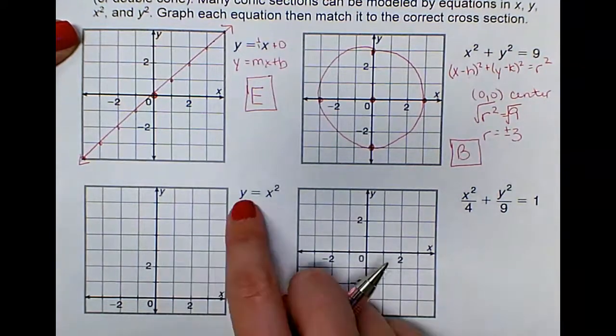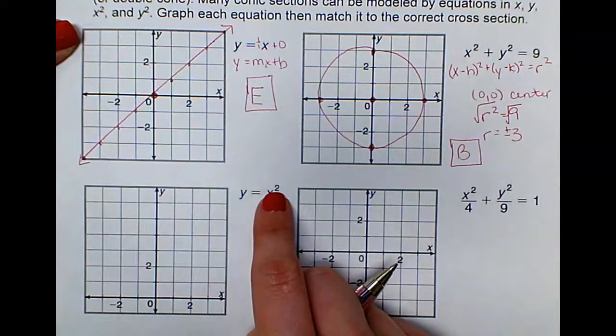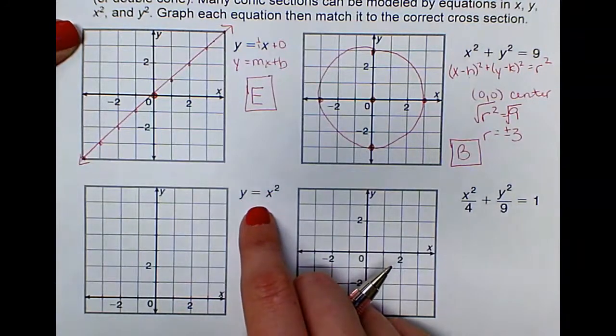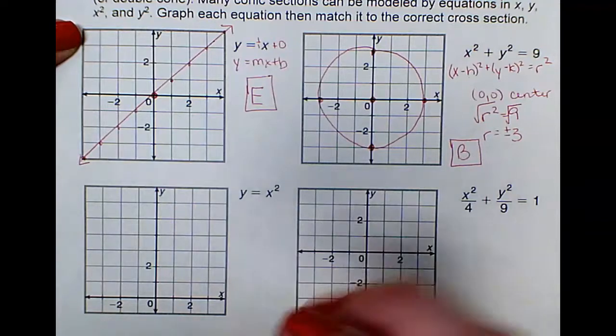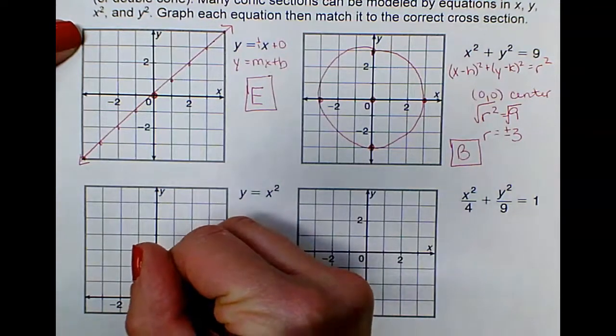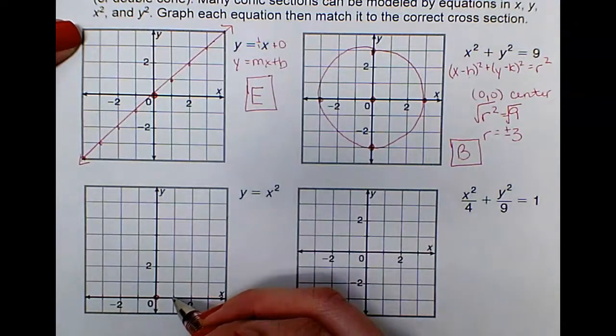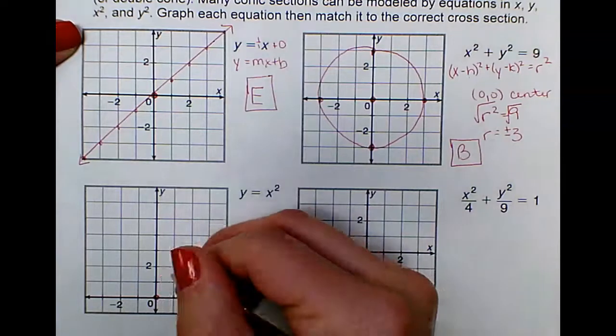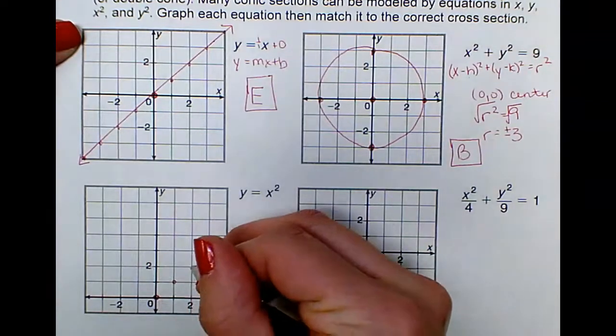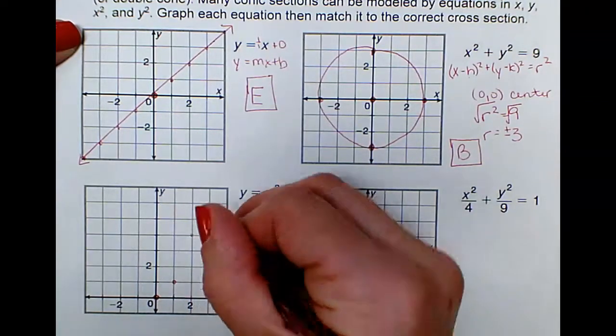Next graph, y equals x squared. This is the classic parent function for a quadratic function. It has a vertex at 0, 0. And the quadratic pattern is every time you go over 1, you go up an odd number. So over 1 up 1, over 1 up 3, over 1 up 5.